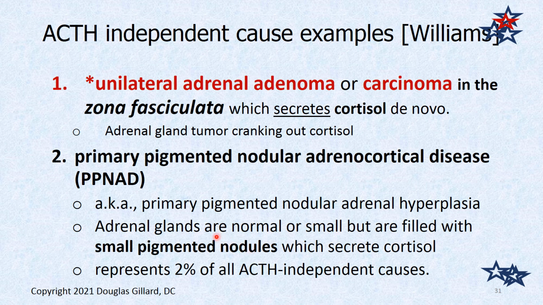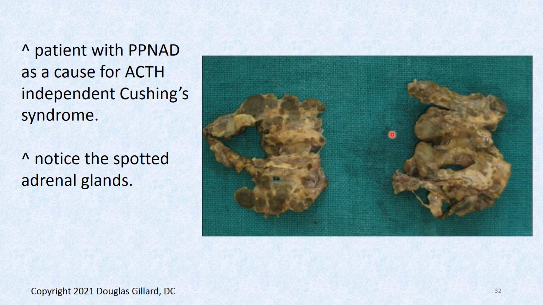And the interesting thing with this, and we'll talk more about this next time as well, is that in adrenal adenomas, the adrenal gland can be really big because it's working out and secreting tons of cortisol, so it gets big. But in PPNAD, it doesn't get big. It might even be smaller than normal. And then, of course, it visually has these spots, and these spots are filled up with tumors that secrete cortisol.